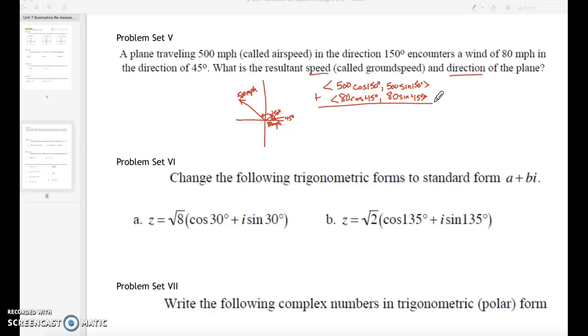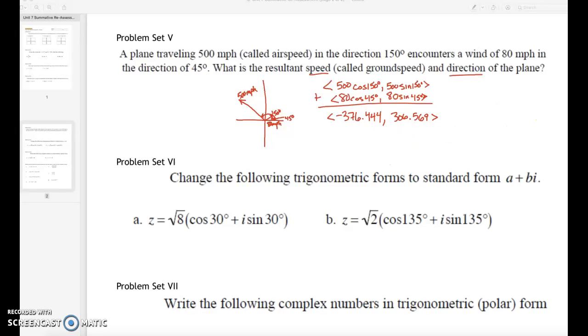You type those into your calculator, and you get 500 cosine 150 degrees plus 80 cosine 45 degrees. That gives us the x component of negative 376.444. And then in your calculator, when you type in 500 sine 150 degrees plus 80 sine 45 degrees, you get 306.569. So those are our x and y components.